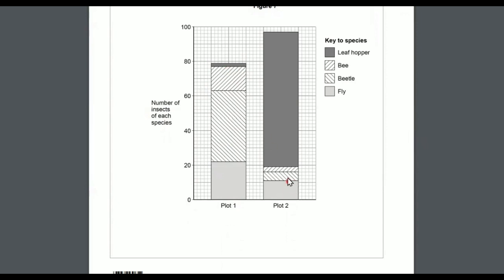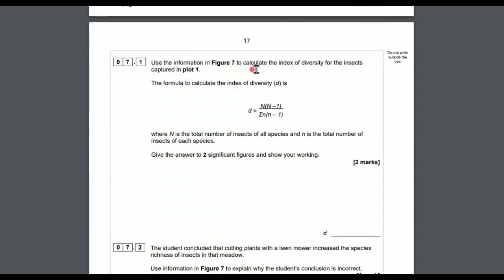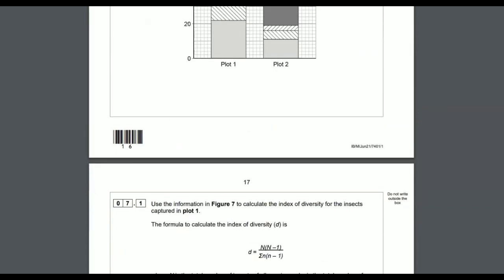And after 10 weeks, seeing if plot 2, which had the cut grass, has got a greater diversity than plot 1. So what's the effect? So here we go, 7.1. Use the information in figure 7 to calculate the index of diversity for the insects captured in plot 1. The formula to calculate the index of diversity is here, where capital N is the total number of insects and little n is the number of insects of one species.